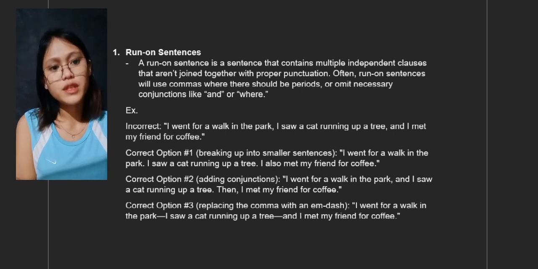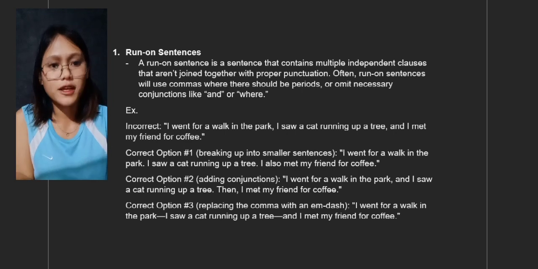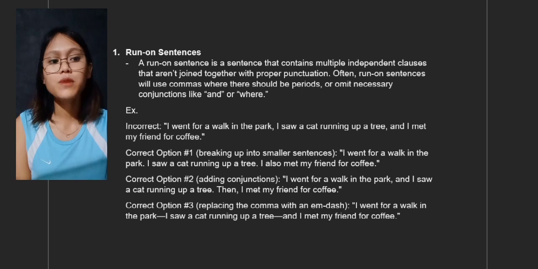The third option is replacing the comma with an em dash. So it would go like this: I went for a walk in the park, em dash, I saw a cat running up a tree, em dash, and I met my friend for coffee, period.